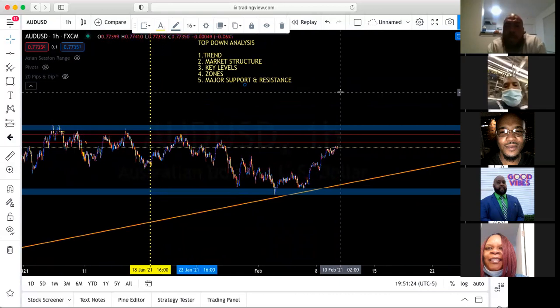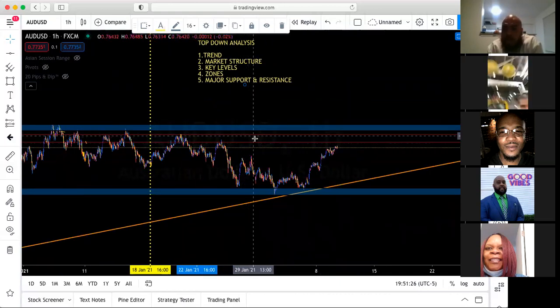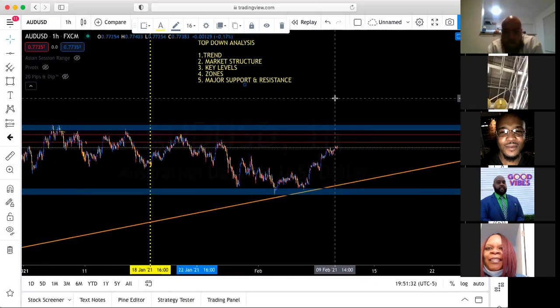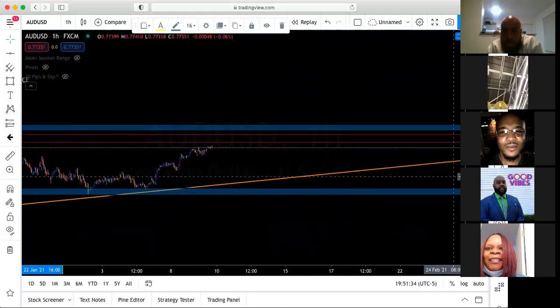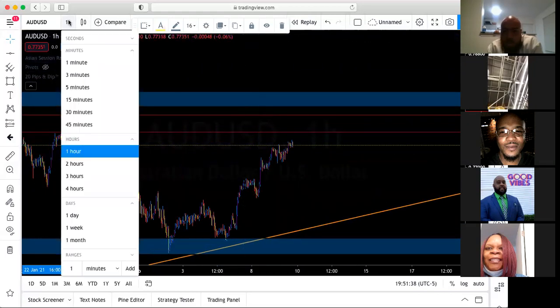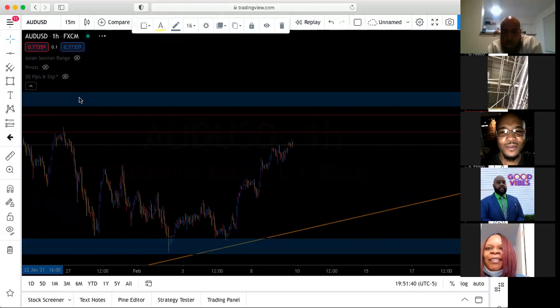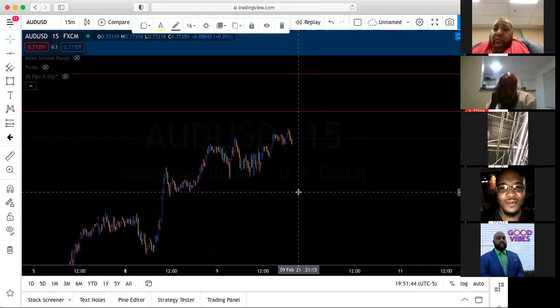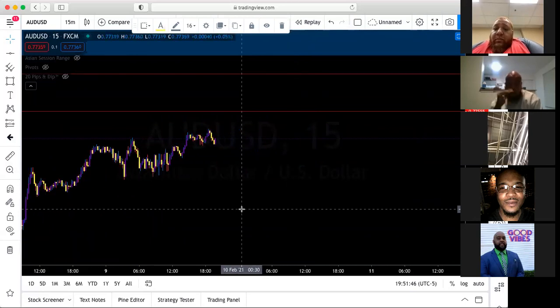Okay, so now we have our key levels right here. We got the zones, major, minor. We got the trend line. So now, how do we take a trade in this? How do we take a position? You then go down to the 15-minute and you look for entry. And that, ladies and gentlemen, that whole process is what we call a top-down analysis.